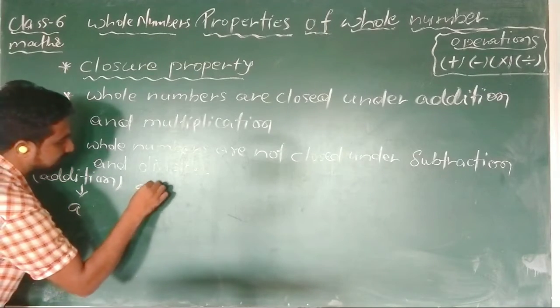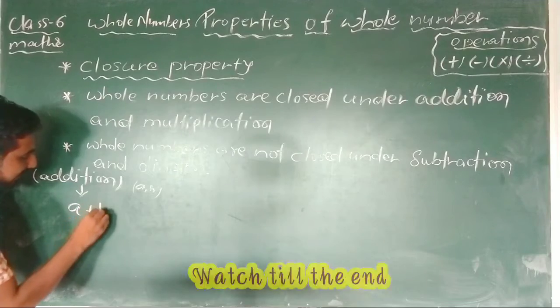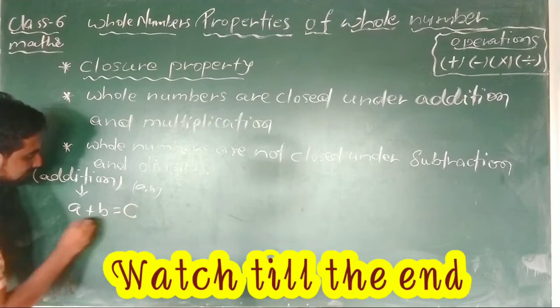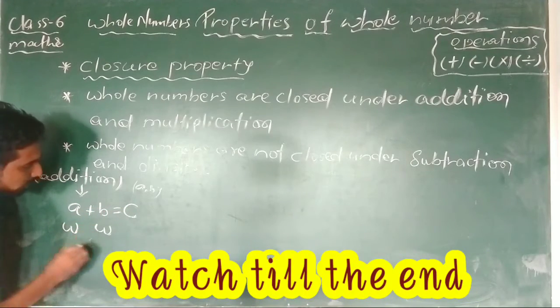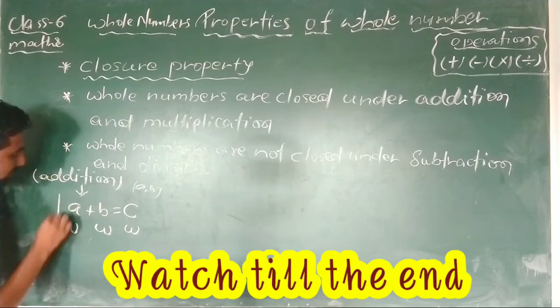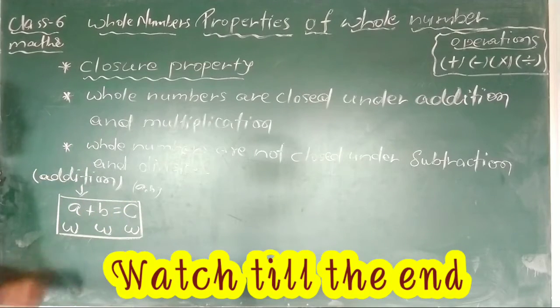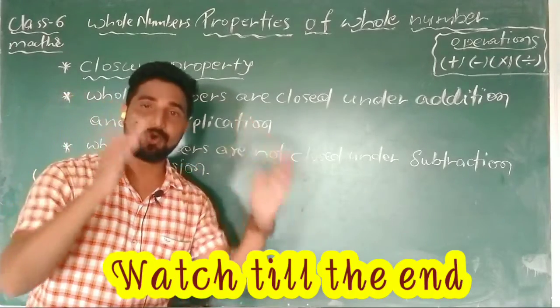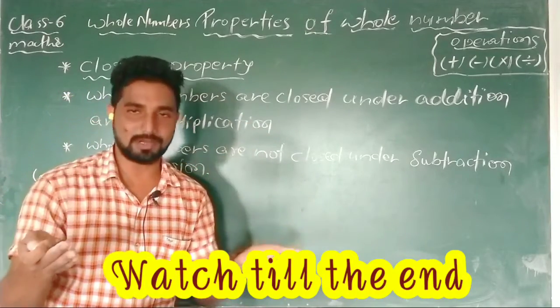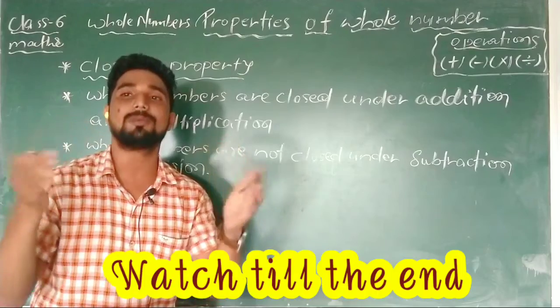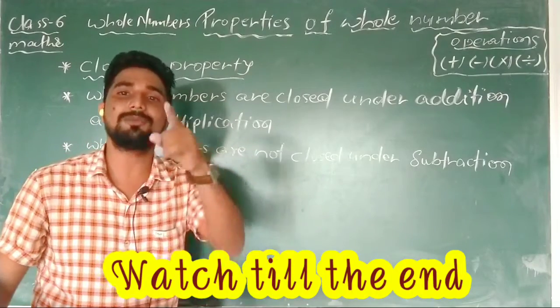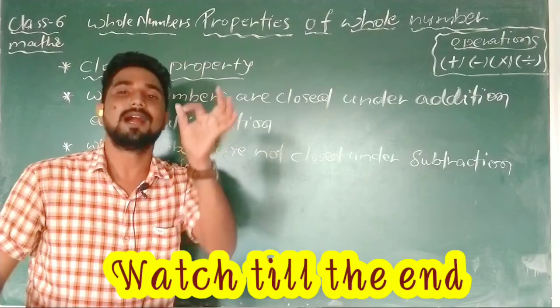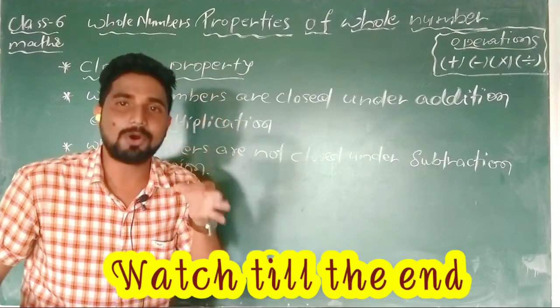So A and B are 2 whole numbers which I will add, and thereafter C is coming. A is a whole number, B is a whole number, and this answer C should also be a whole number. Then it will be said that the closure property is followed under addition. It means when you add 2 whole numbers, the answer which we get should also be a whole number. Then only we can say the closure property under addition is followed here.